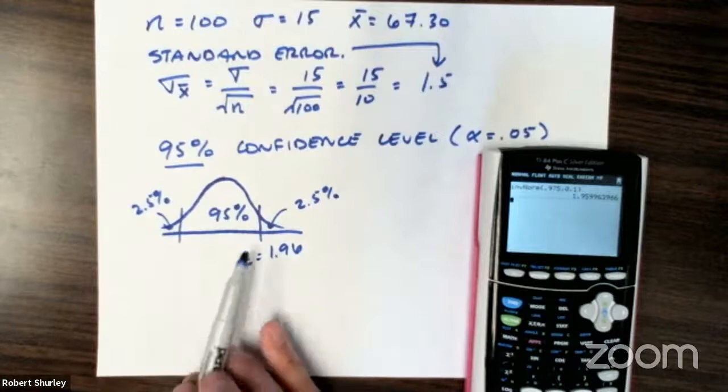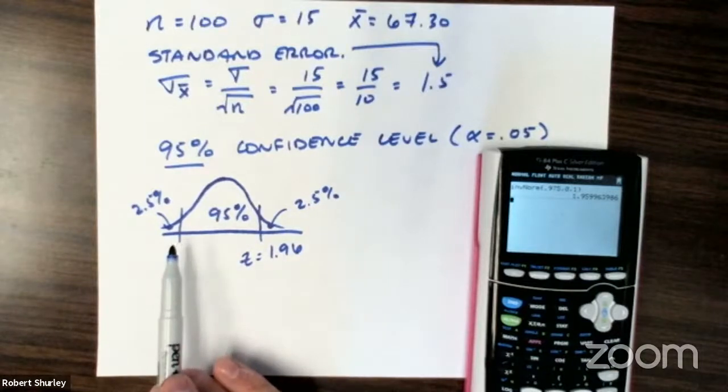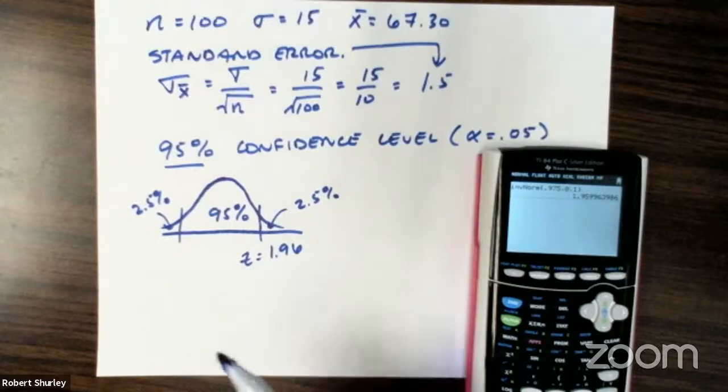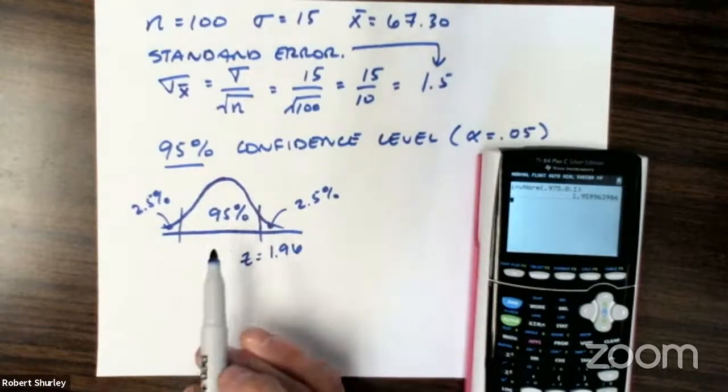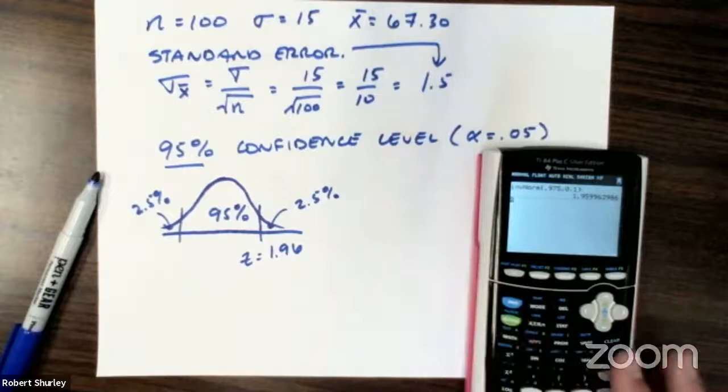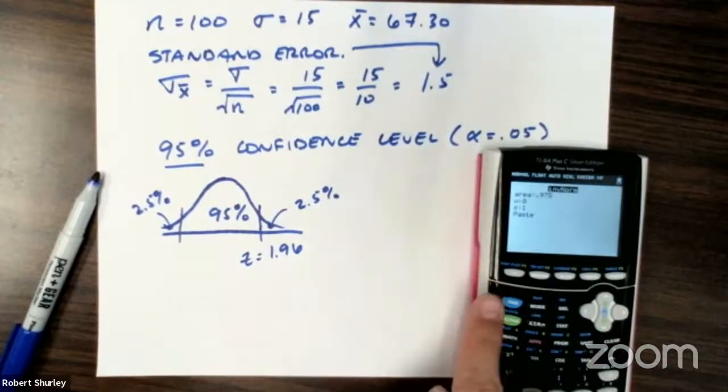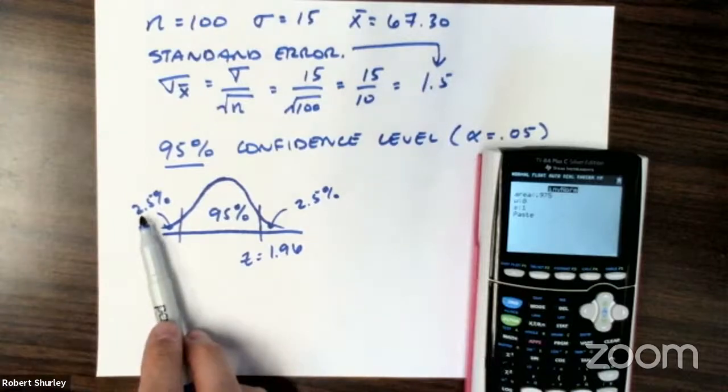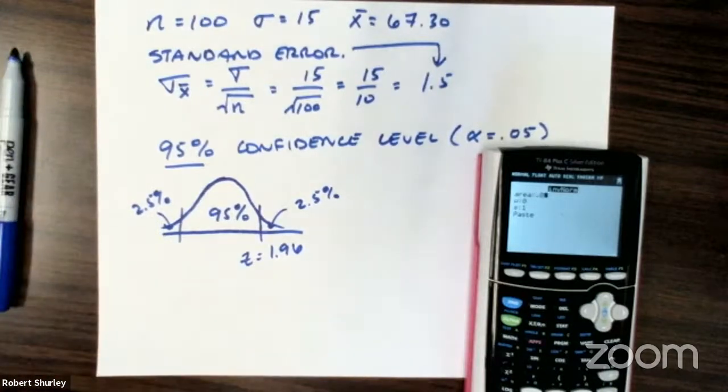Now look, I'll tell you, you can find this other one as well, which we need to. But what's nice is its symmetry. It should be negative 1.96, but we'll show that it is. So if I do second inverse normal, the area to the left of is 2.5, so 0.025.